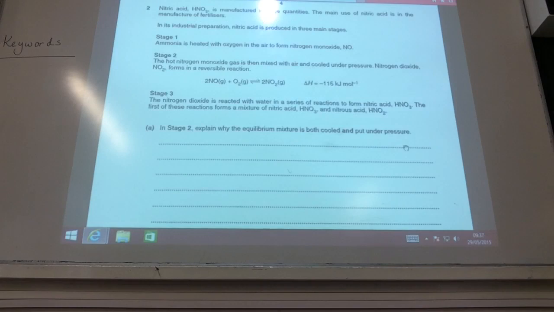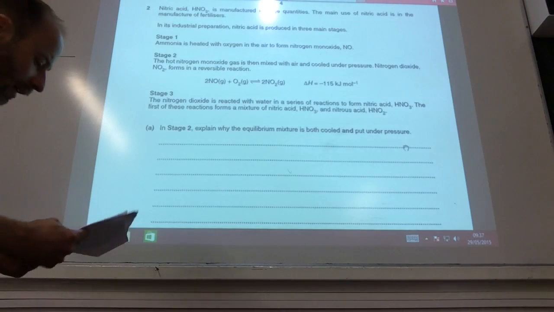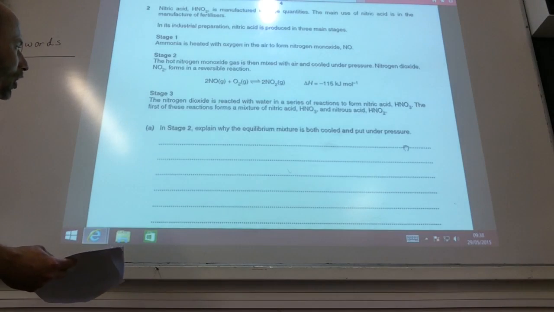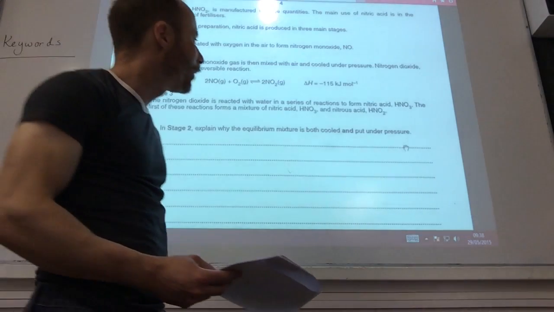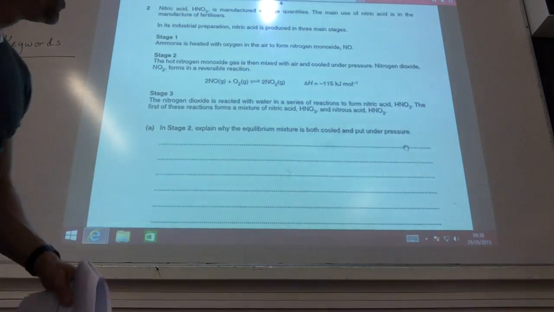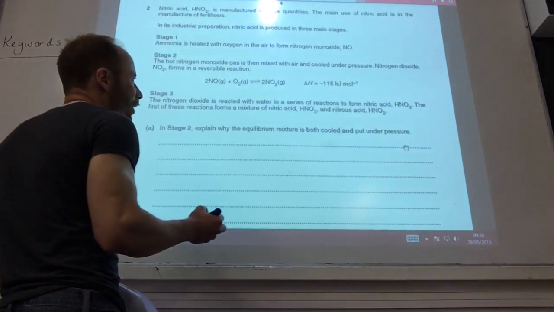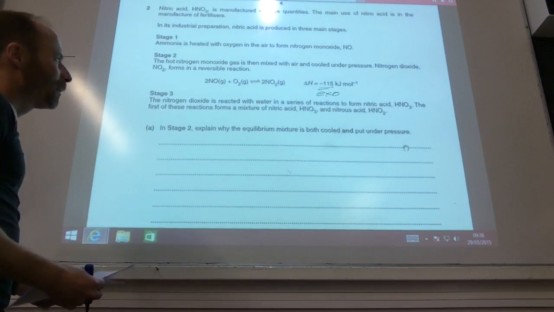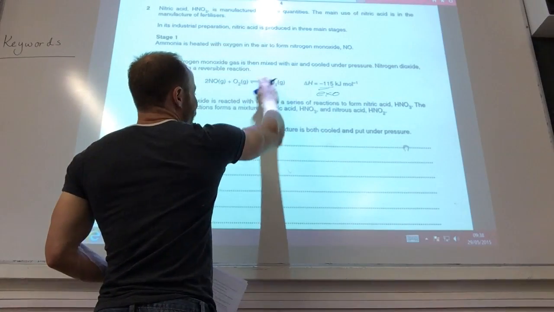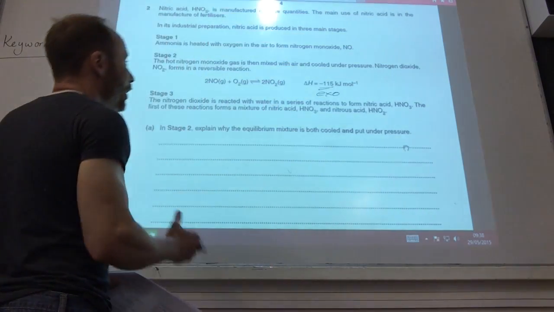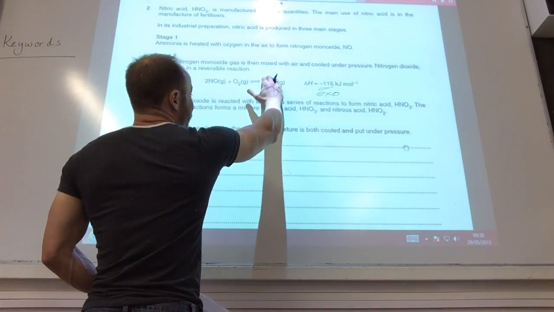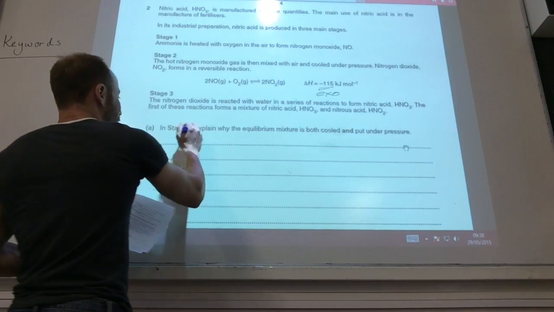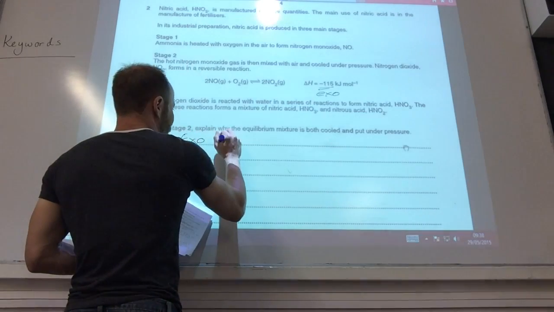Right, time for question 2. So, nitric acid gives me the 3 stages that we make nitric acid in. In stage 2, why is the equilibrium mixture both cooled and put under pressure? Well, let's have a look at it. Why is it cooled? Well, it is an exothermic reaction. So, the reason it's going to be cooled is if it's an exothermic reaction, from Le Chatelier's principle, you know that when you cool a mixture down, the equilibrium will shift in the exothermic direction, and therefore it will shift to the right-hand side.